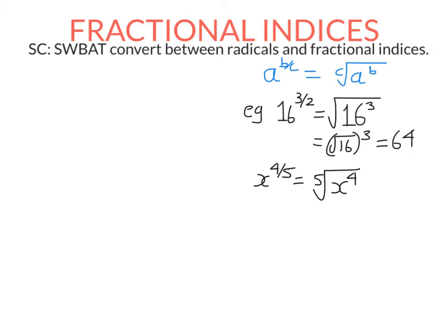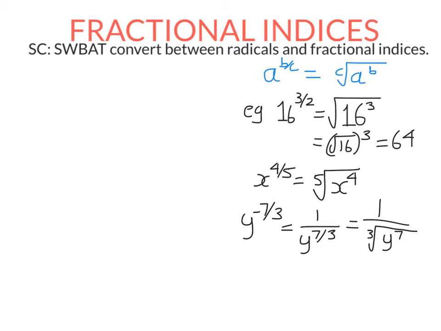If I had something like y to the power of negative 7 over 3, remember, if it's a negative power, we're just going to put it on the bottom of a fraction and write it with a positive power. So if I want to write that as a radical, the bottom number's 3, so it's going to be the cube root, and the top number's 7. So this will be 1 over the cube root of y to the power of 7.